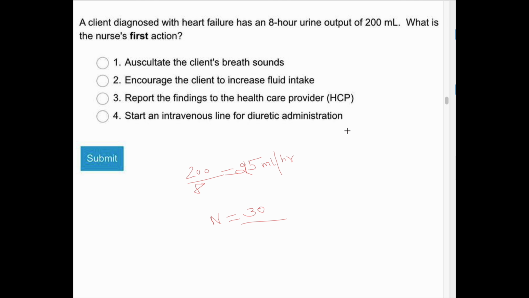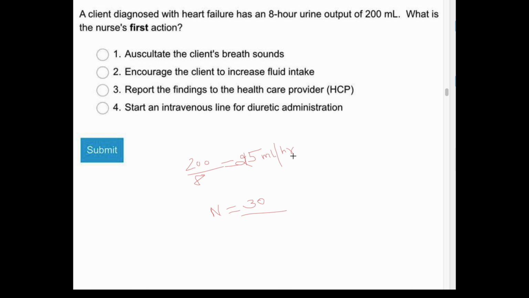This patient only made 200 ml of urine in 8 hours, right? So let's divide 200 by 8. It's roughly 25 ml per hour of urine output. As you remember, the normal urine output should be at least 30 ml per hour. So this patient has a low urine output, right?